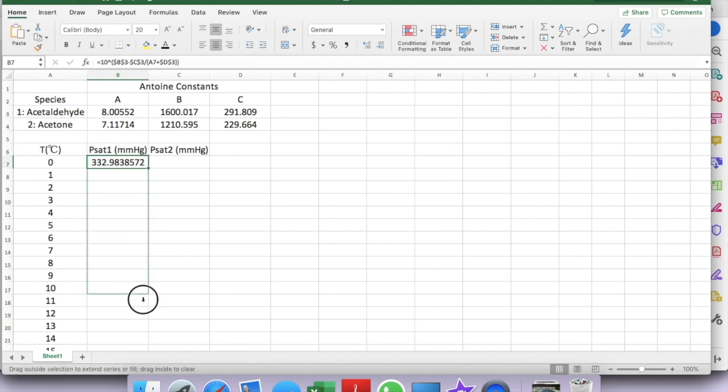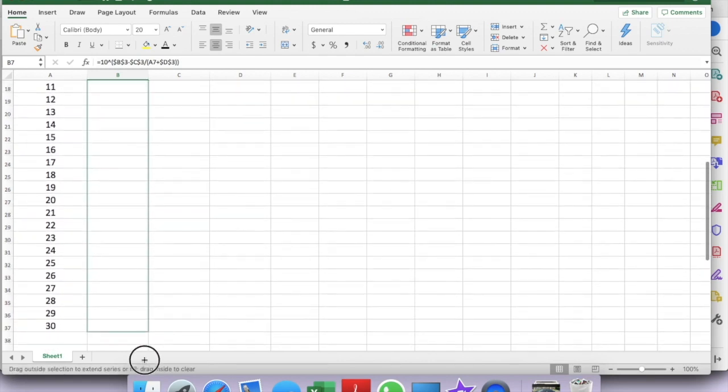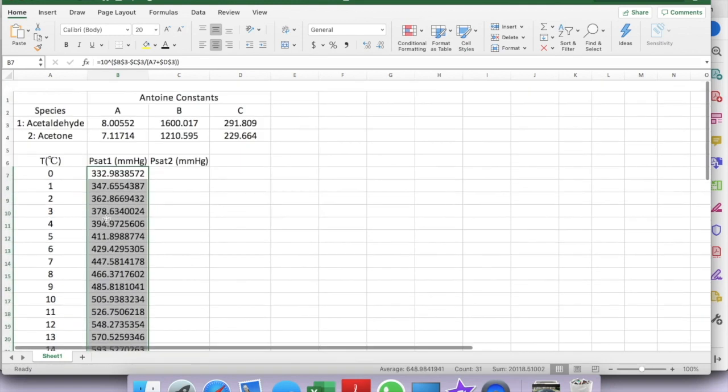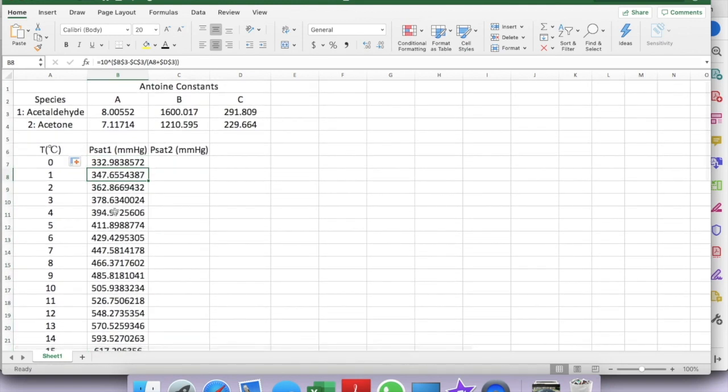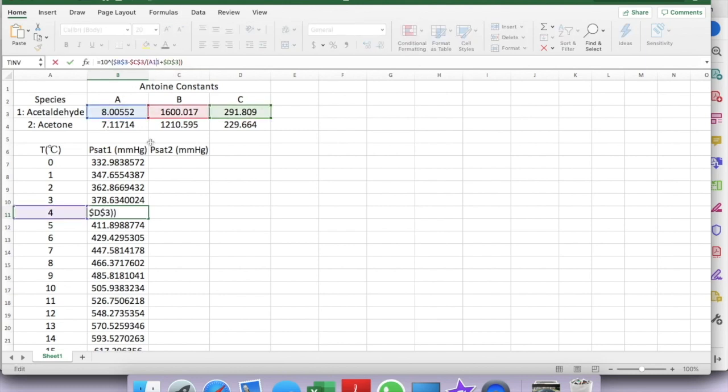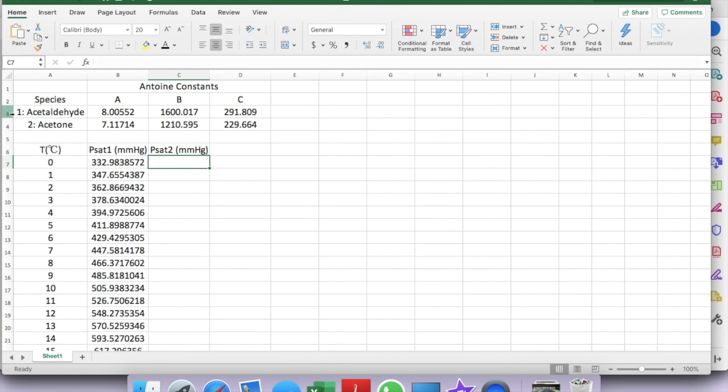Now you can drag all the way down to 30 degrees Celsius and click a random one, let's say 4 degrees Celsius, and you see it only calculates at 4 degrees. So we have absolute values of the Antoine constants, but the variable of temperature is changing. Now do the same thing to acetone.